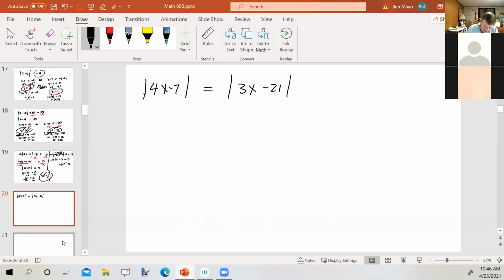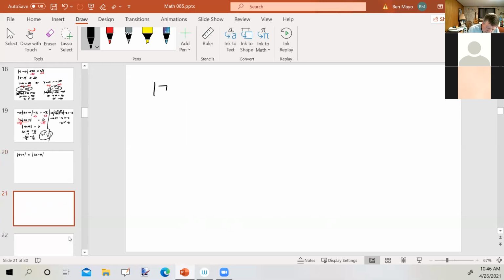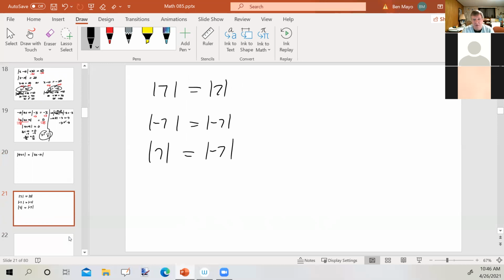First of all, I want to look at this. Would the absolute value of 7 equal the absolute value of 7? Yeah, because 7 equals 7. Would the absolute value of negative 7 equal the absolute value of negative 7? Yeah, because 7 equals 7. Well, how about the absolute value of 7 equals the absolute value of negative 7? That would still be 7 equals 7. And we could have the absolute value of negative 7 equals the absolute value of 7. We still get 7 equals 7.